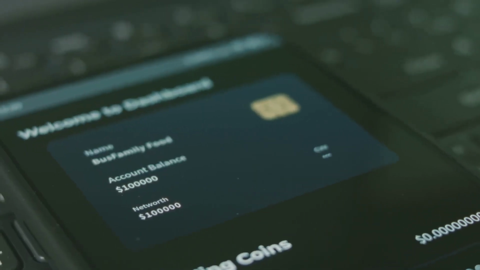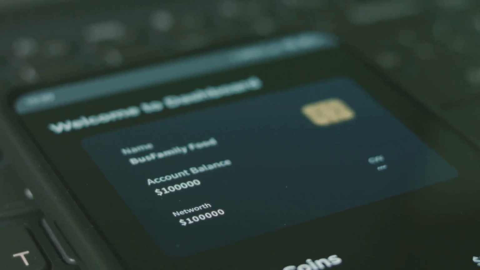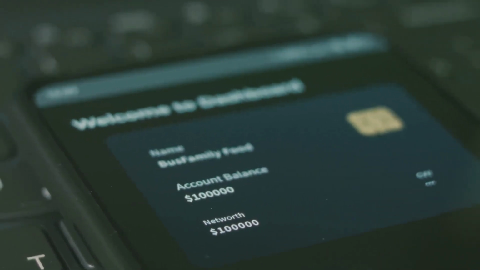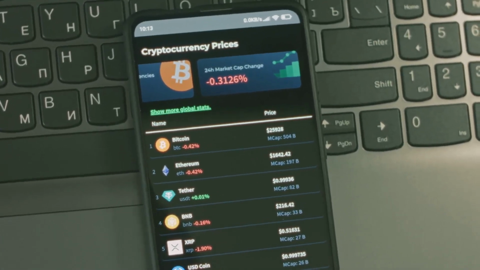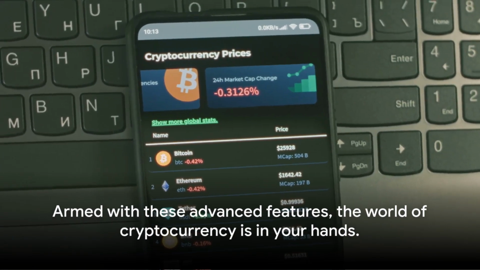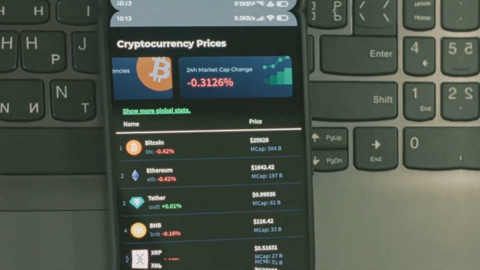Lastly, we have the wallet feature. This lets you manage your cryptocurrency portfolios like a seasoned pro. It's like having a personal finance manager for your digital wealth. Armed with these advanced features, the world of cryptocurrency is in your hands.